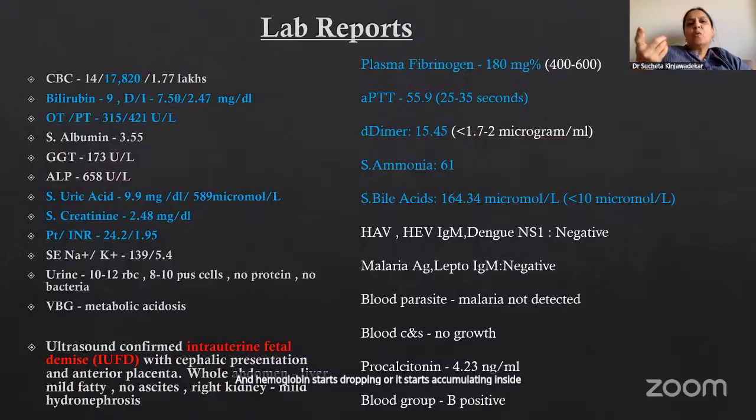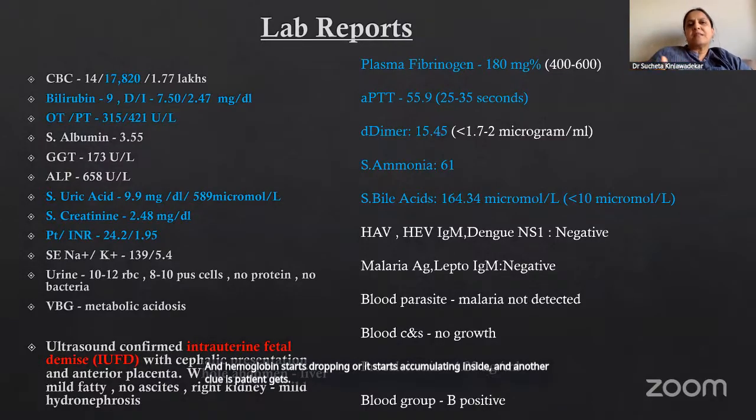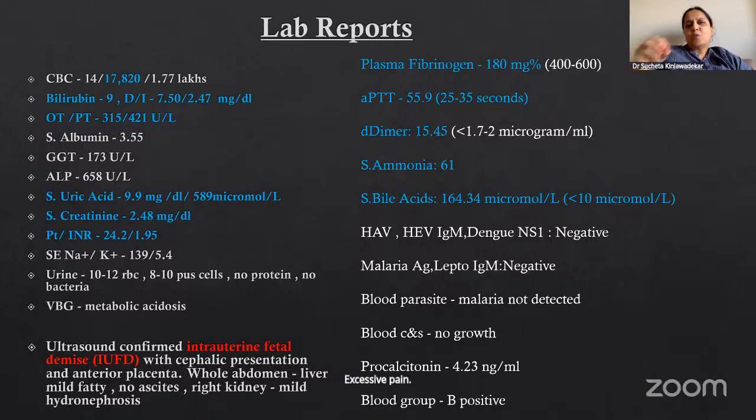And another clue is the patient gets excessive pain, not the routine episiotomy pain. So pain not responding to our routine treatment, there has to be a hematoma. So with any coagulopathy, low platelet count, even if it's abdominal surgery or vaginal, it's better that we place a drain.